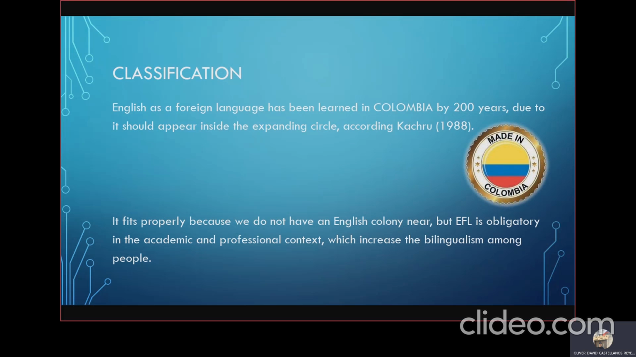Classification. English as a foreign language has been learned in Colombia for 200 years, so it should be placed here inside the expanding circle, according to Kachru, 1988. It fits properly because we don't have an English colony here, but English as a foreign language is obligatory in the academic and professional context, which increases bilingualism among people.